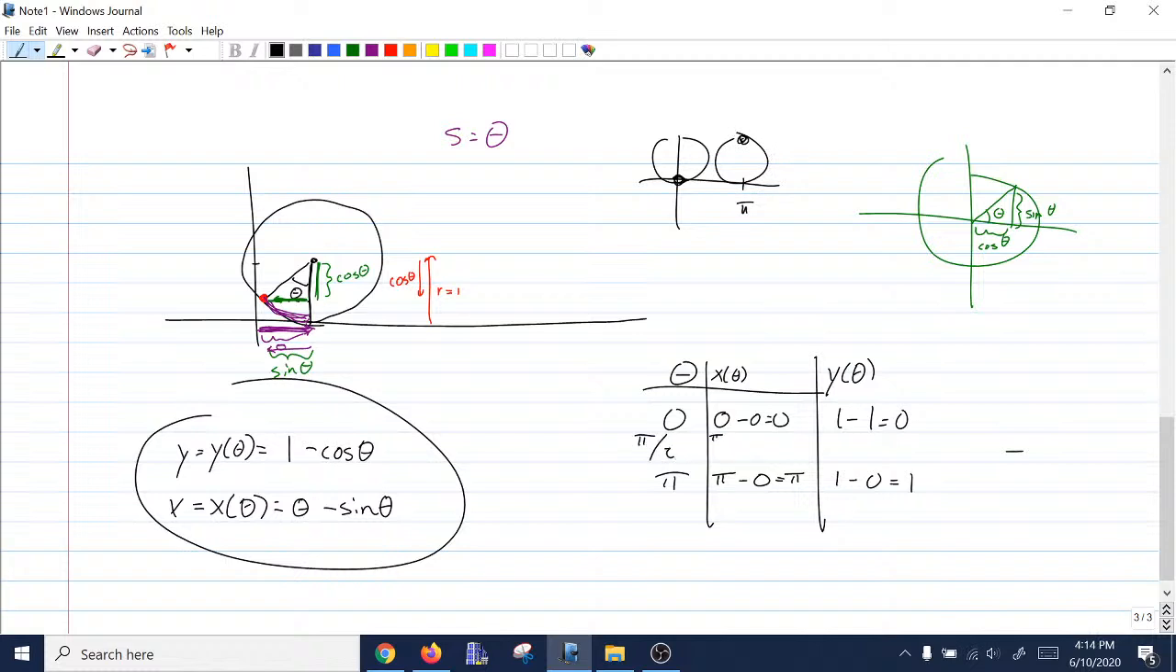At pi over 2, I have pi over 2 minus sine pi over 2. Sine pi over 2 is 1, so I get pi over 2 minus 1, which is about 0.57. Pi is 3.14, so half of it is 1.57, subtract the 1. Okay, and what's our y value? Our y value is 1 minus cosine pi over 2. What is cosine pi over 2? Cosine pi over 2 is 0.